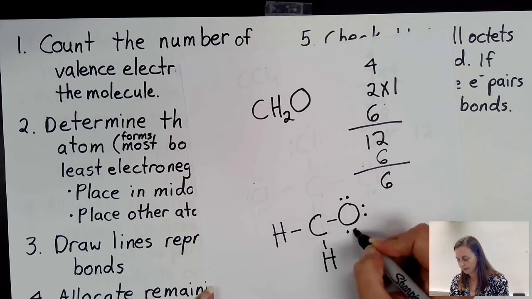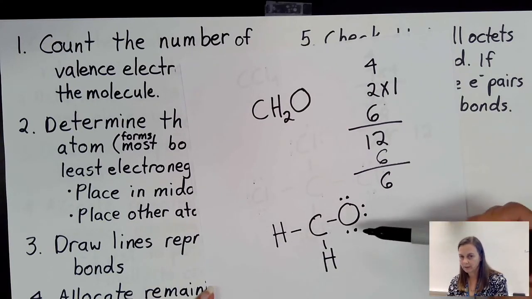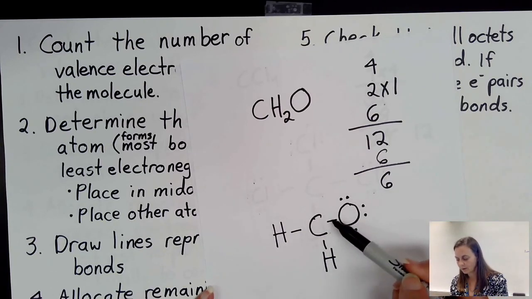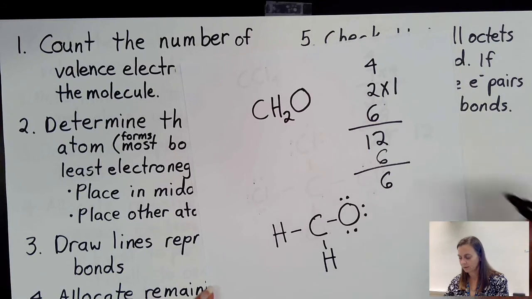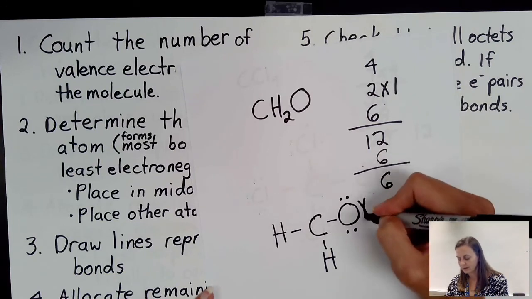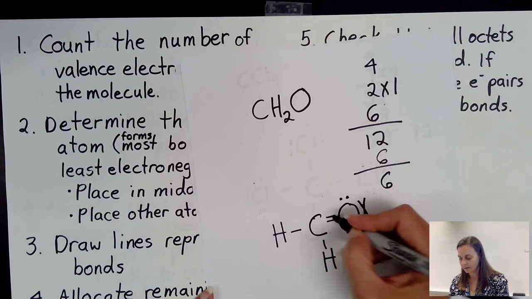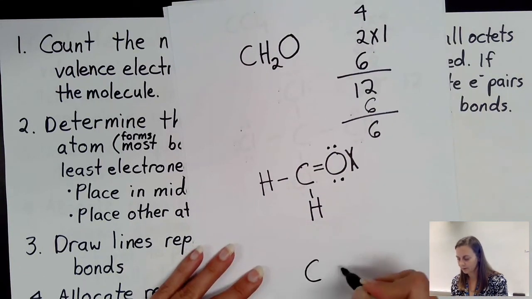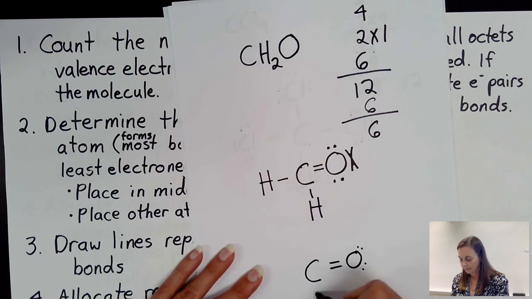When I do that, we can see that oxygen's octet is satisfied, but carbon only has 6, so we fix the problem by taking this lone pair and making it a double bond, so that our final structure is carbon double bonded to oxygen, single bonded to each of 2 hydrogens.